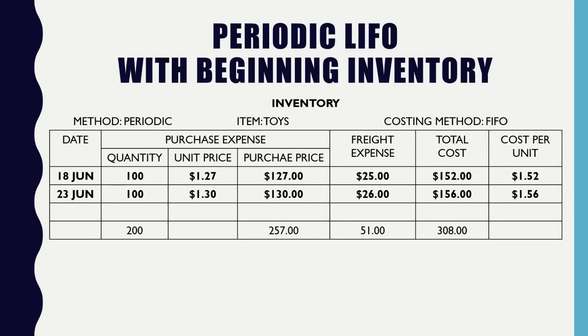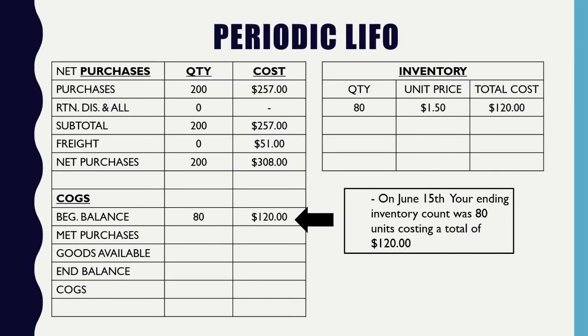Okay, so once again, once you solve at the end of the accounting period, you're going to carry those values back into your inventory worksheet, exactly what we've been doing from the previous worksheet. The only difference is now, after I figure out what my net purchases are, I have a third component here. I have to enter in my beginning balance because that's what I started the accounting period with. I had 80 units, total cost of $120.